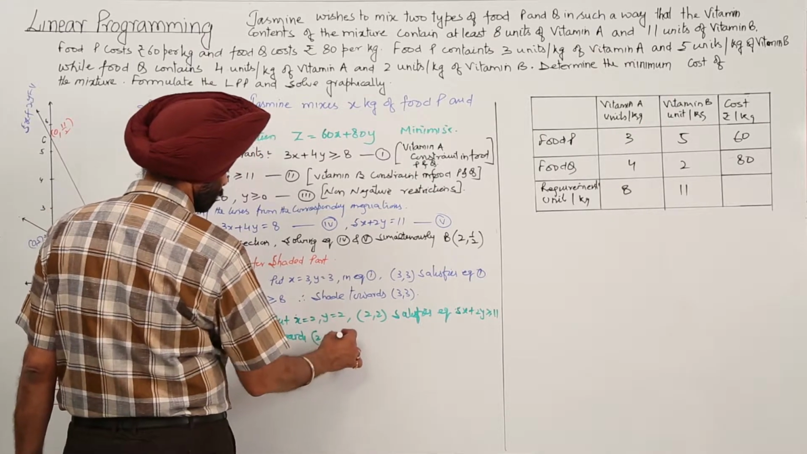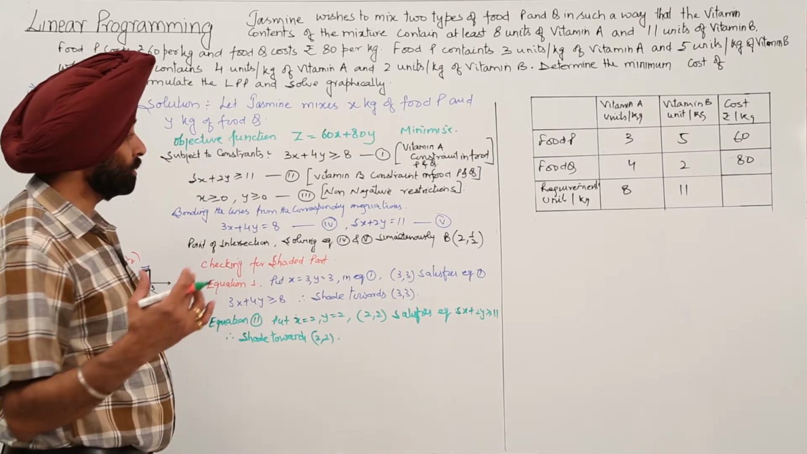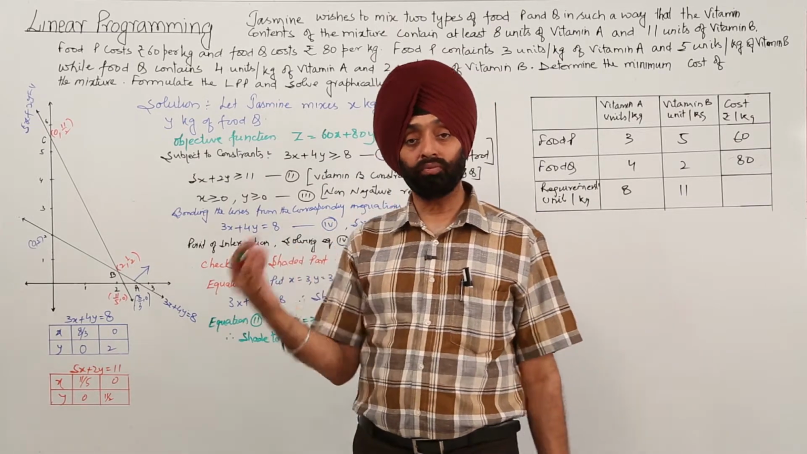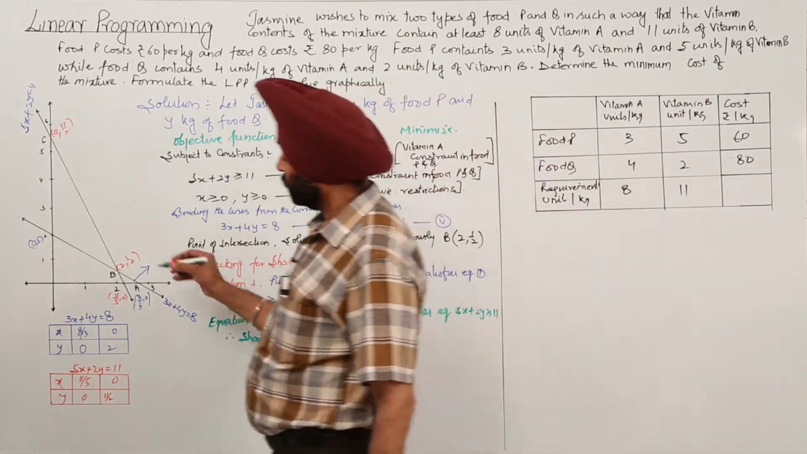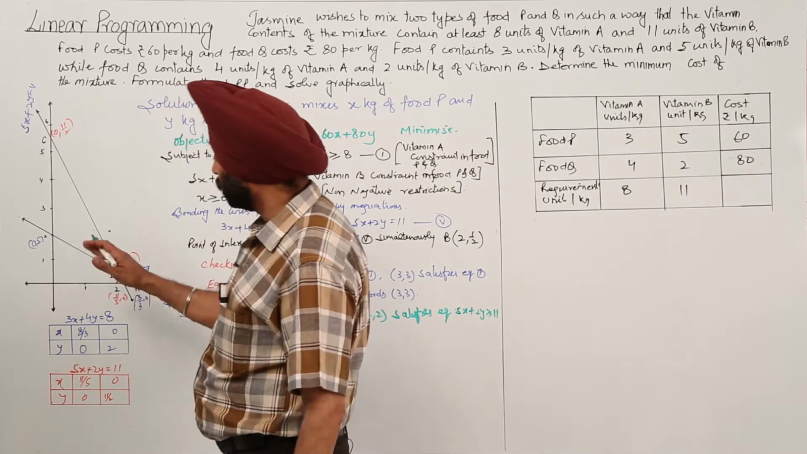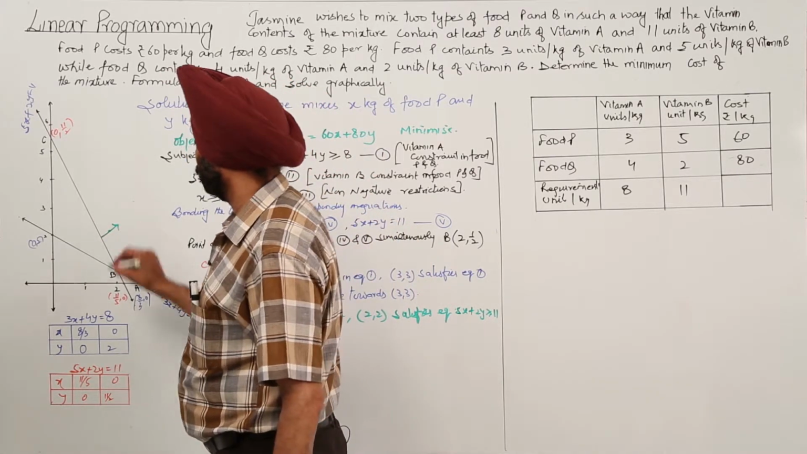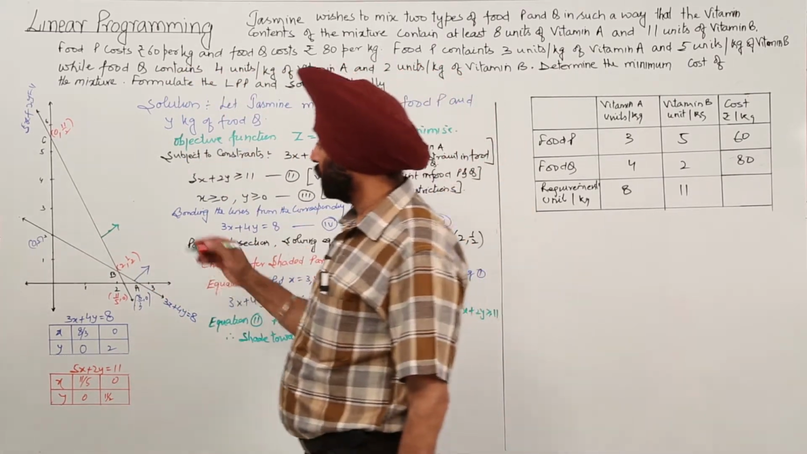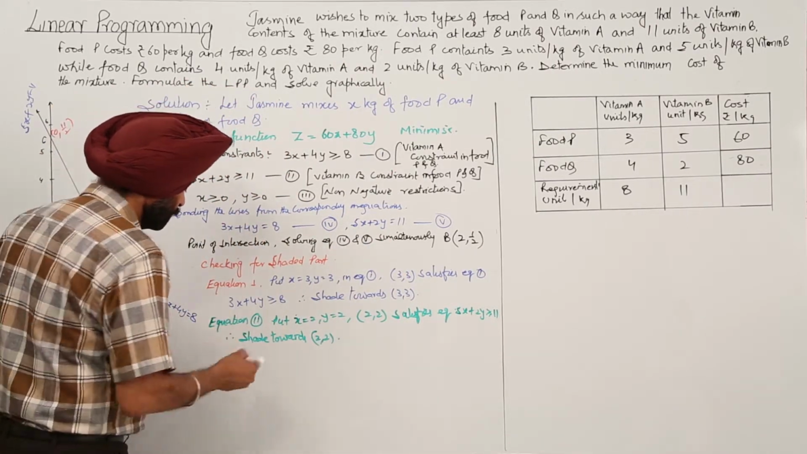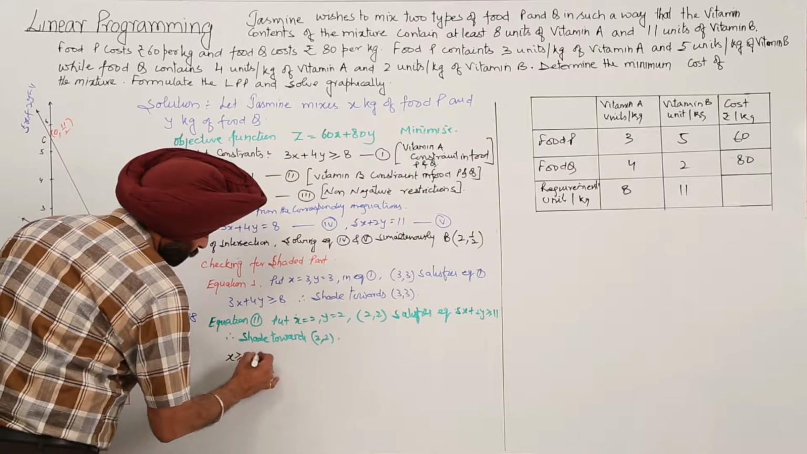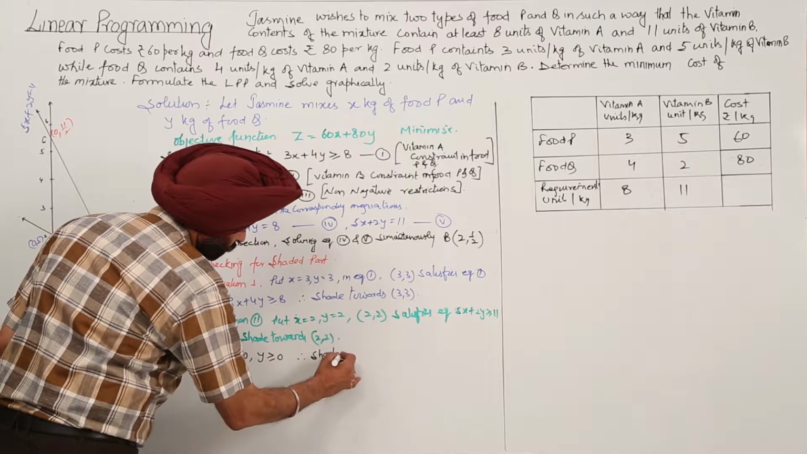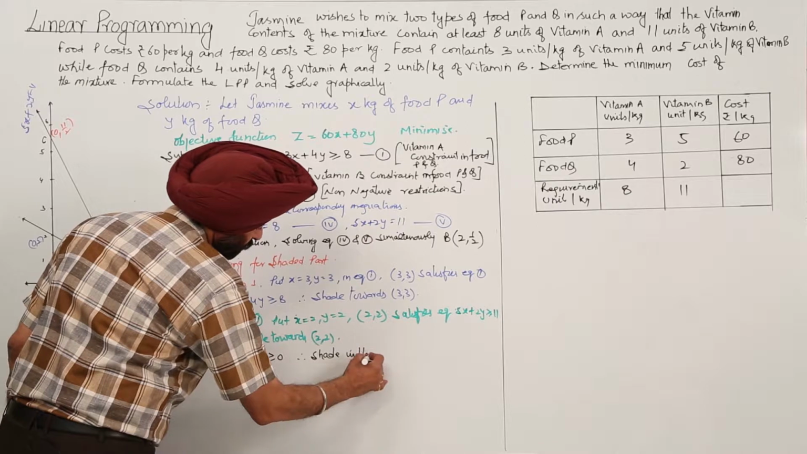2 comma 2. Okay, or you can write it more nicely: shade towards the region where point 2 comma 2 falls. So 2 and 2, obviously it will be approximately on this side, so we are going to shade towards this side. Only 2 equations are there, so our shading portion is done. We are left with x greater than or equal to 0, y greater than or equal to 0, therefore shade in the first quadrant.